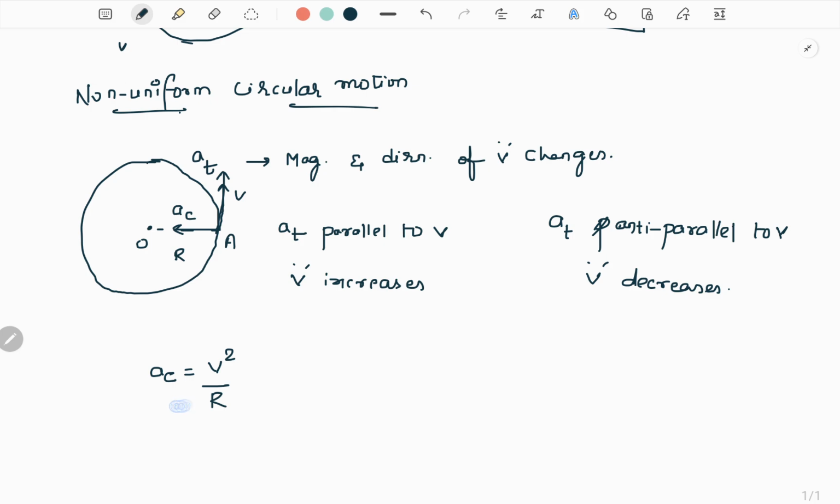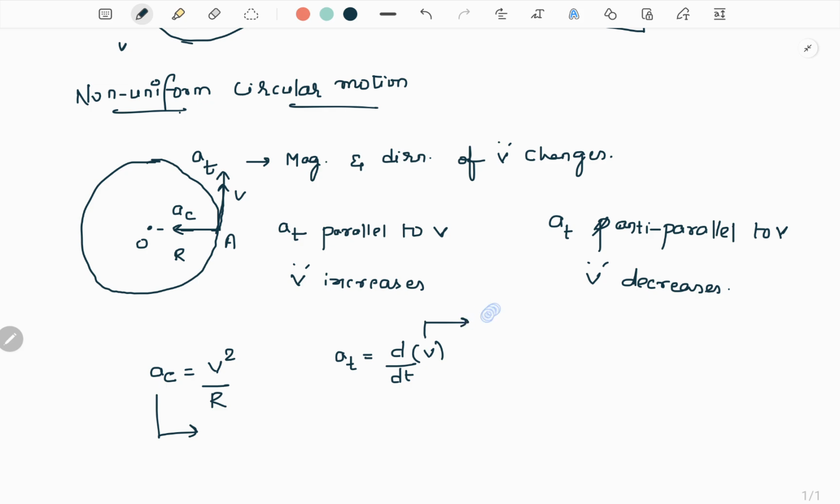So if at this instant we wish to find the centripetal or radial component of its acceleration, it is equal to the square of the speed of the particle at this instant divided by the radius of its path. Since v changes in this case, the magnitude of velocity changes, so the magnitude of centripetal acceleration will also keep changing. And next, how do you find AT? AT we can write as d by dt of v.